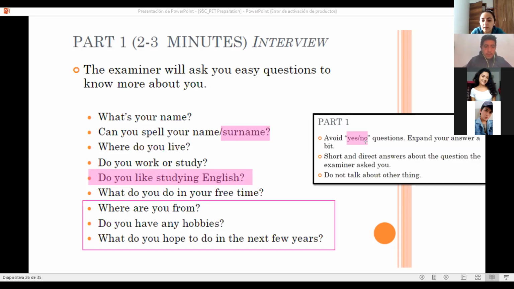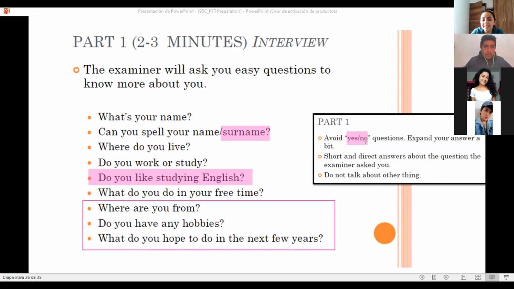Eso significa que ustedes van a decir, do you like to study English, for example? Yes, I like to study English because I can understand foreign people, I can understand movies and listen to music and know what they are saying. That could be an example, okay?